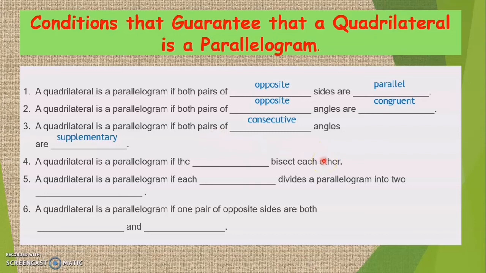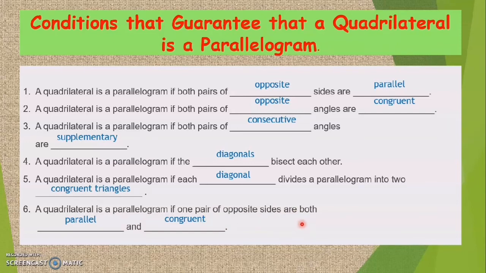In number 4, we are actually looking for the word diagonals. And in number 5, the first word that we are looking for is diagonal. And the last words, congruent triangles. And for the sixth statement, a quadrilateral is a parallelogram if one pair of opposite sides are both blank and blank. So what are these words that we are looking for to complete the statement? The first one, parallel, and the last word, congruent. Did you get a perfect score? Well, I know that you did. Okay, and that's very good.